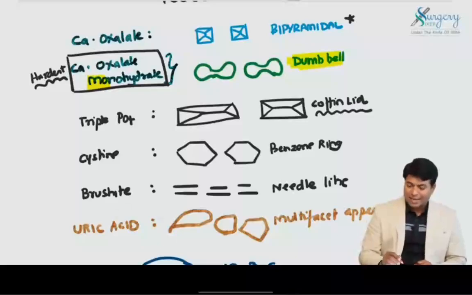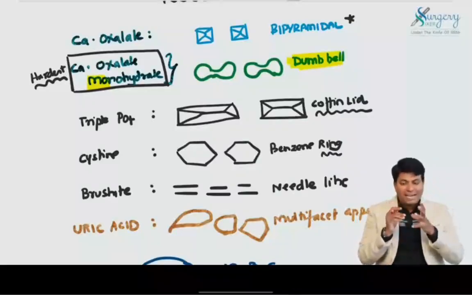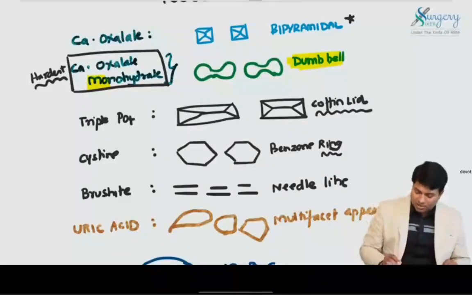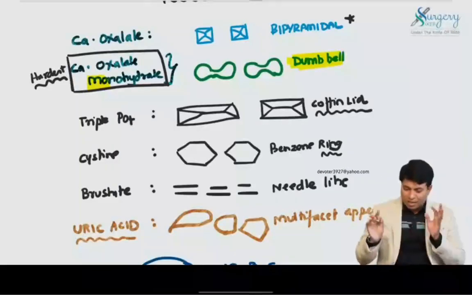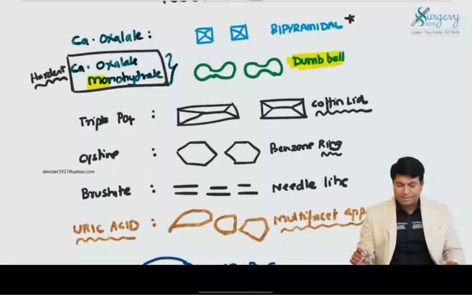Cystine has a ring appearance. Brushite has multiple needles, needle-like crystals. Uric acid is caused by multiple problems like gout, cancer, eating so much non-vegetarian food. All these things cause uric acid stones. Therefore, it has a multifaceted appearance. So this you should not forget.